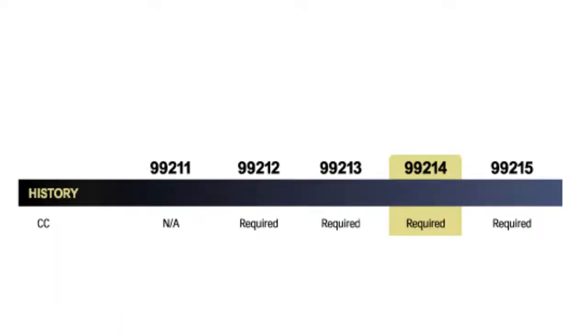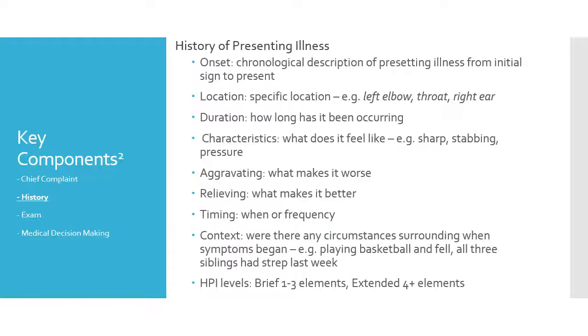This is a representation of the established patient office codes. As you can see, a chief complaint is required for each of the following except 99211, which could be considered a nurse visit. The next component is the history. The first part of the history is the HPI, which is your OLD CARTS. The different HPI levels are based on elements.